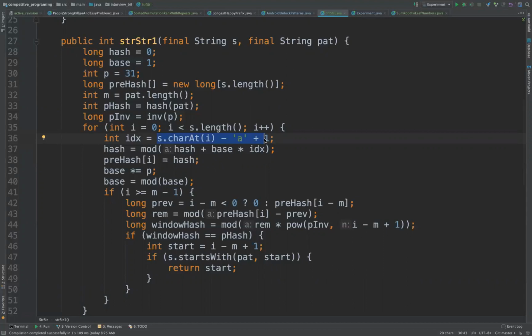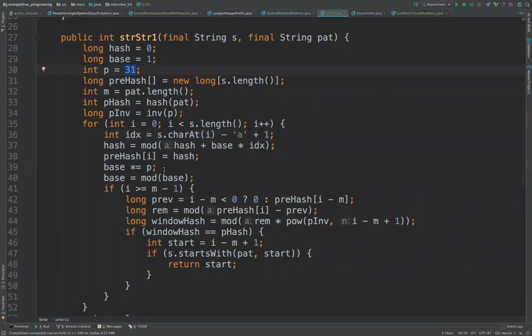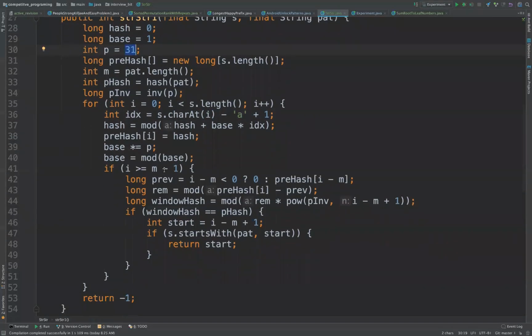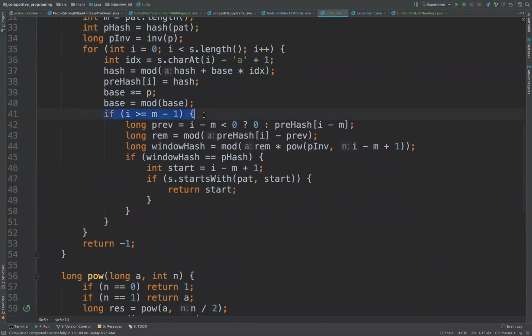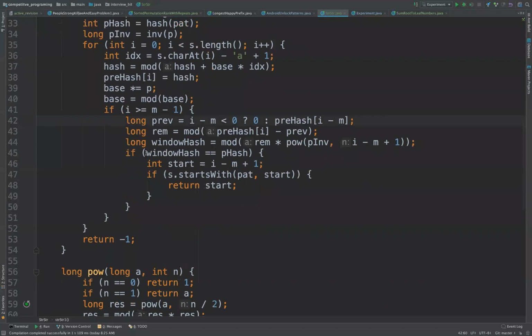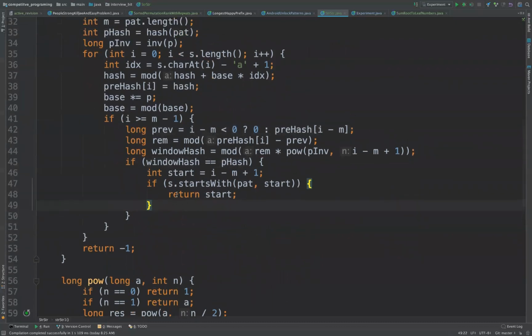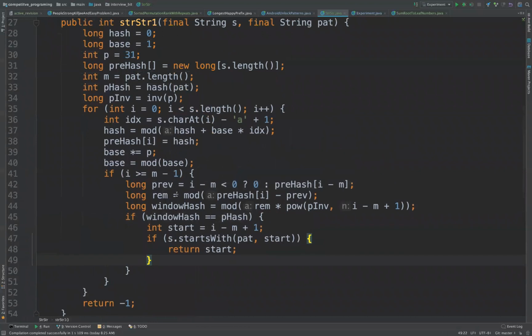So basically, the thing which we discussed, the hash plus index into the base. Our base is 31. As soon as we cross that size, we calculate the hash of a window, and we compare both of them: window hash equal to p hash. If both of them are equal, then we check whether the pattern starts there or not. So that's, I think, the rough idea about the code.